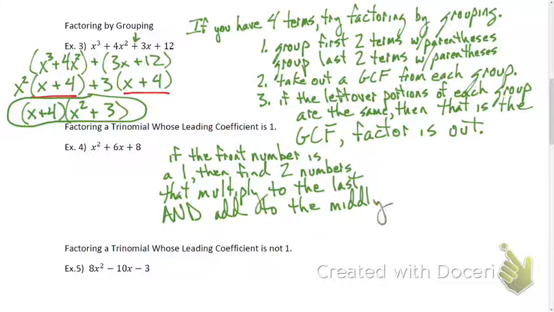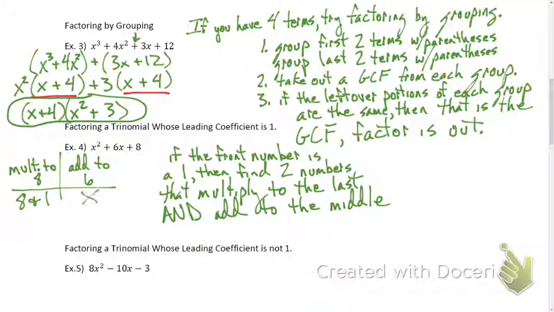If you need to, make a T-chart, because sometimes you get some large numbers and it's hard to do in your head. This one's pretty simple though. But I want two numbers that multiply to 8, but add to 6. For example, 8 and 1 does not work. They don't add to 6. But 2 and 4, those add up to 6. And that's your answer, and you're done.